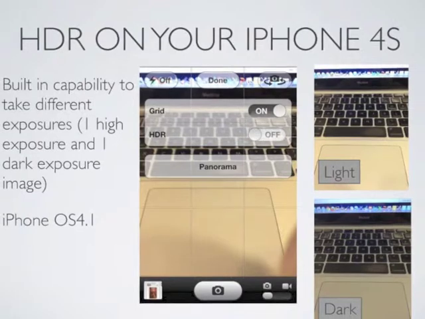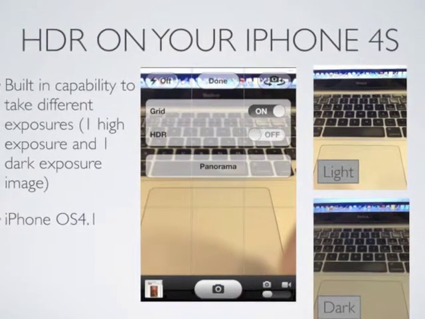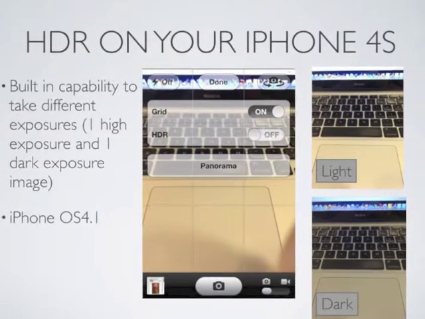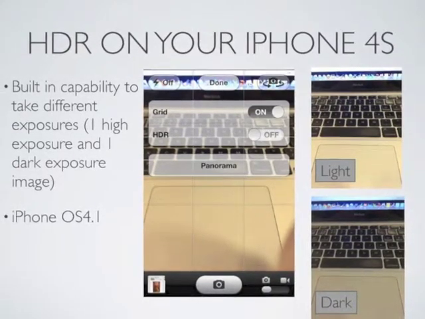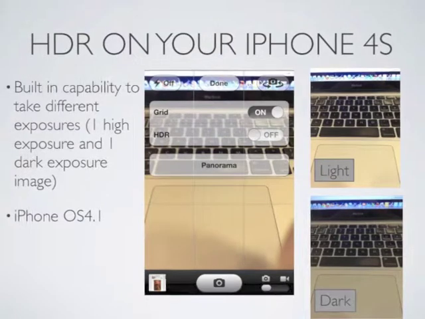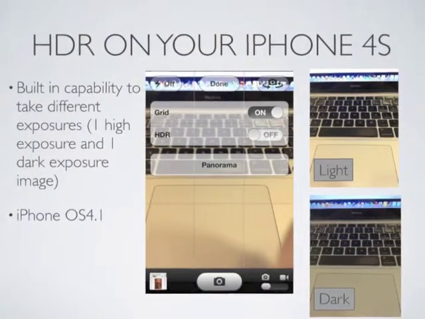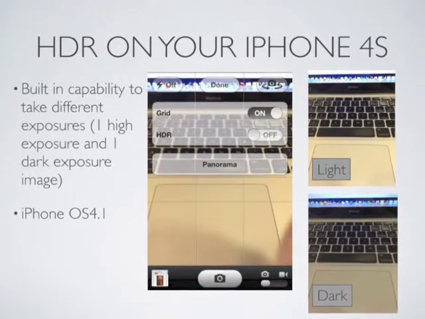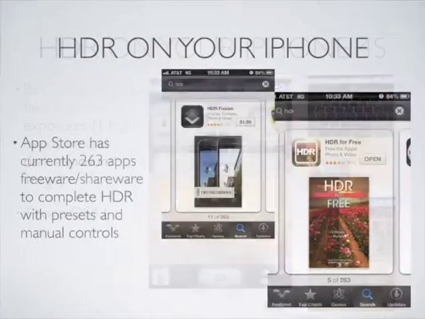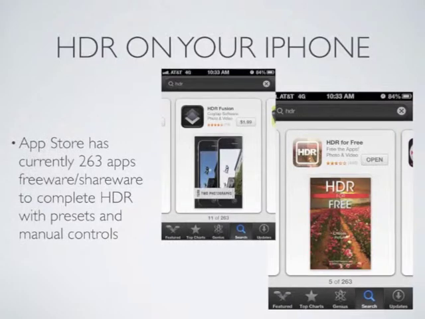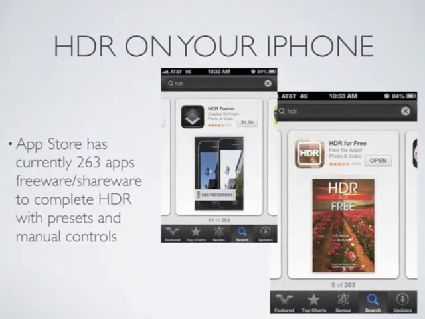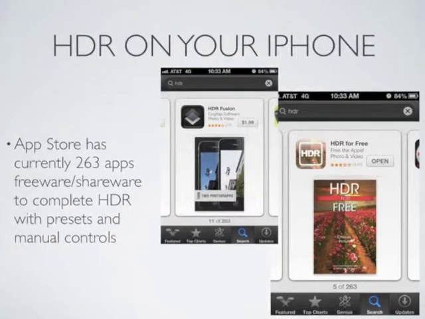So with the update to the iPhone 4S, you have HDR capability. You can see here on the screen, you can actually select HDR to turn it on. And what will happen is that for the photo that you take, there'll be a light exposure and a dark exposure. You're going to take those two photos and import them into an HDR app on your iPhone to edit. There are currently 263 apps in the App Store where you can complete the HDR with presets and also manual controls.